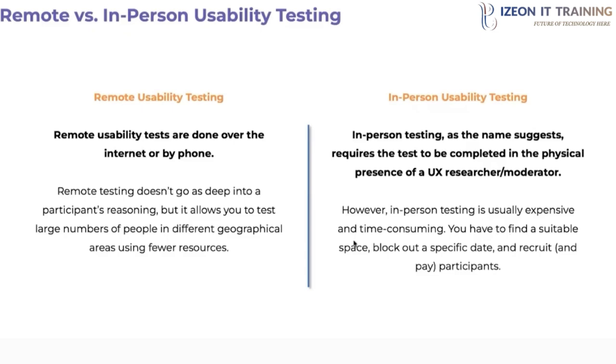Yeah, you have to find a suitable space, block out specific dates, recruit and pay. This is what you will always give something. We usually give an Amazon gift card. So whenever you get such a chance, there is a perk to it. Okay, and go for the Amazon usability testings. Recruit participants. Yeah, that's it.